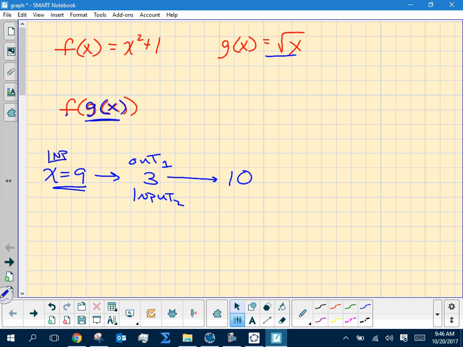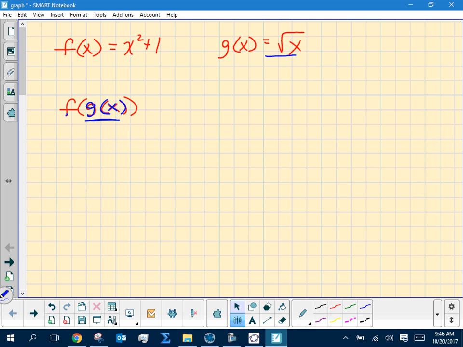So I started with a real number, and I got a real number back, right? And that's the concept that we want to think about with composition functions. We're running a value through two functions. Run through a function, get an output. Take that output, run through another function, get a second output, and that second output should be a real number.